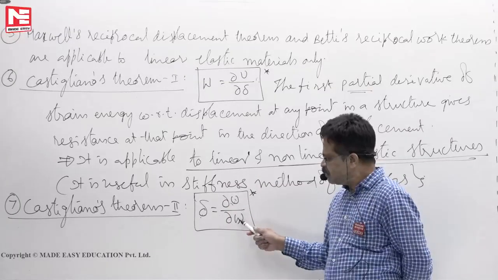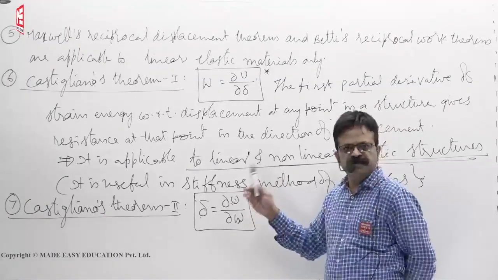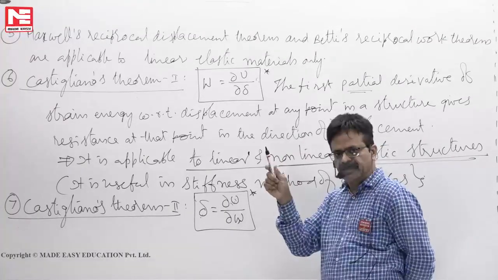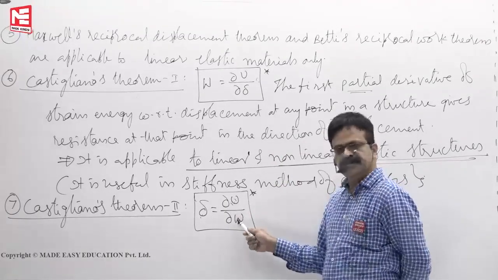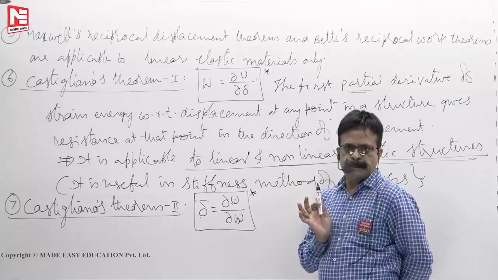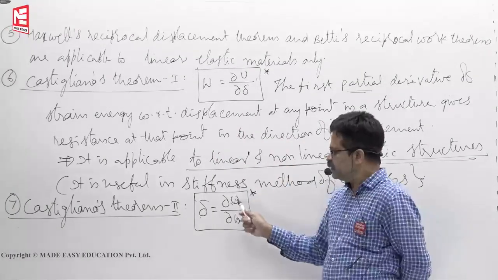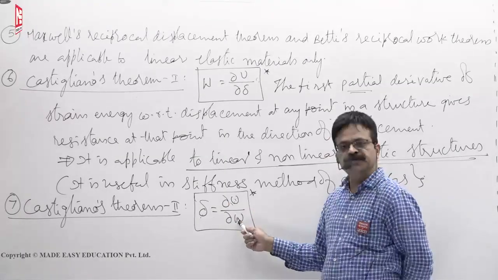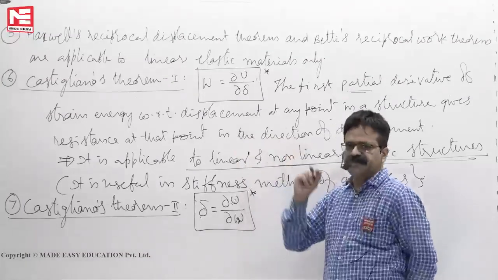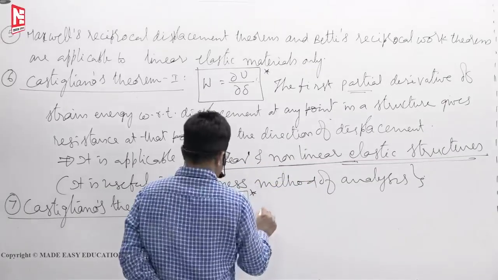Why partial? There can be forces like W, P, Q, and the energy you calculate is due to all of them. Then due to W alone, what is the displacement you want to say? At the W location, differentiate energy with respect to the load. Then you will get displacement at the application of the load W only. Like that, for Q, at the location of Q, what is the displacement? The first derivative of energy with respect to Q gives the displacement of the structure at the location of Q only. So, this is theorem 2.